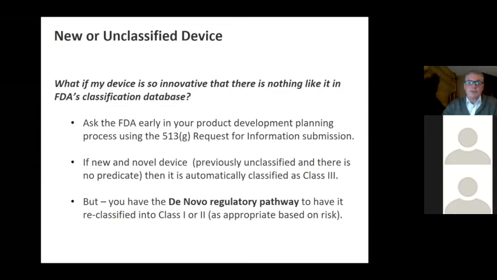Which is the default position for any previously unclassified device for which there is no predicate. Now, in the event that that happens, you do have some recourse, and that is to follow the De Novo regulatory pathway, which is another submission that would allow you to reclassify it into a class 1 or a class 2 if that can be justified based on the device's risk.